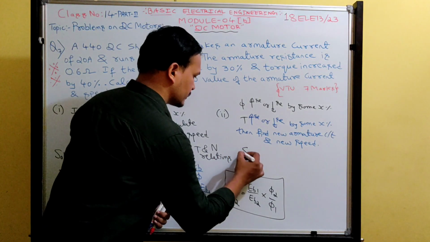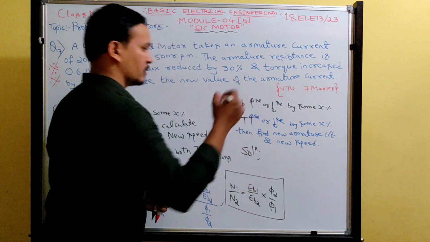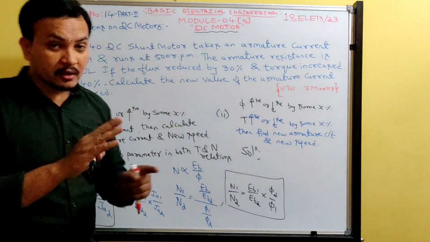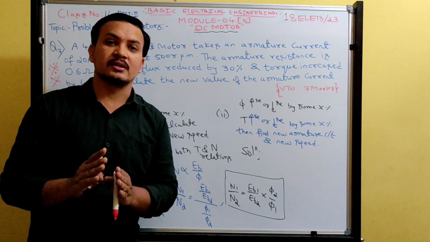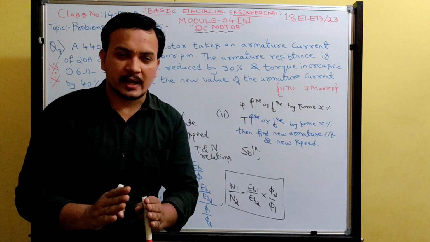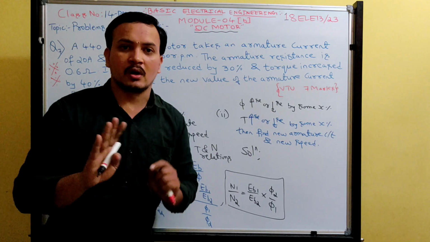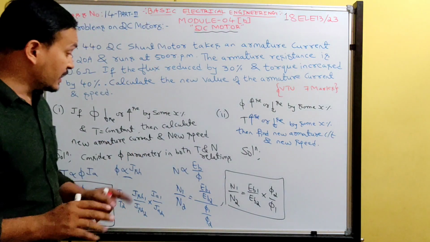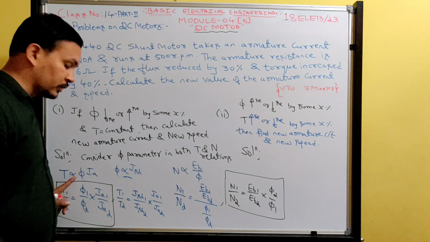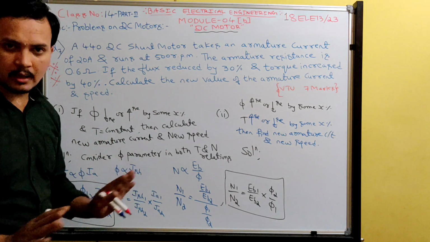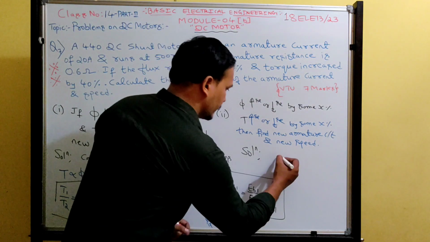What will be the solution for this? See, when both are varying, flux also varies, torque also varies. Under that condition, you consider flux parameter only for torque relation. If the given torque is constant, then you consider flux in both the torque and speed relation. Got it? So very, very important.